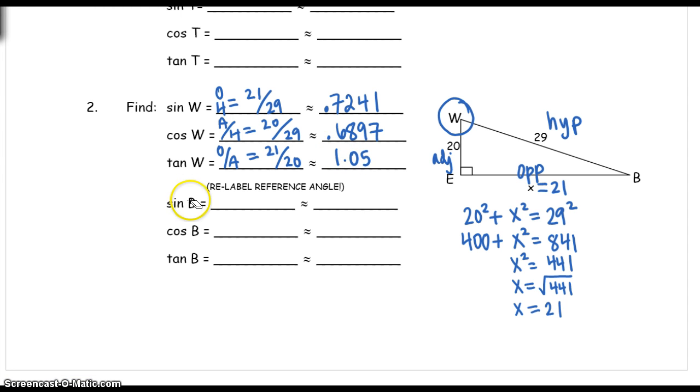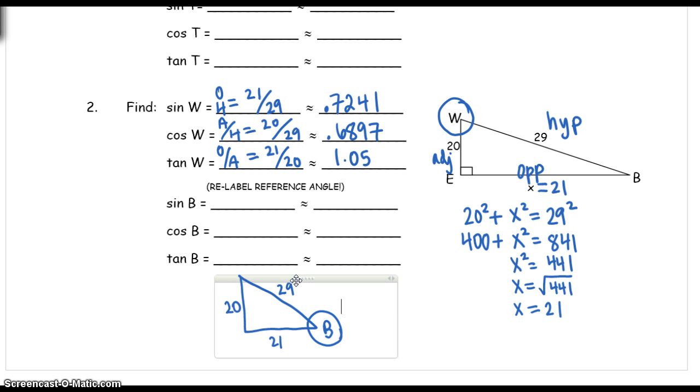Now we're not done, because now we want to find these trigonometric ratios of angle B. Do not use this exact same thing, because you want to relabel. So here's what I suggest. You draw your triangle, and now you're working with angle B. Okay, so circle angle B. And then let's go ahead and put our numbers on here.